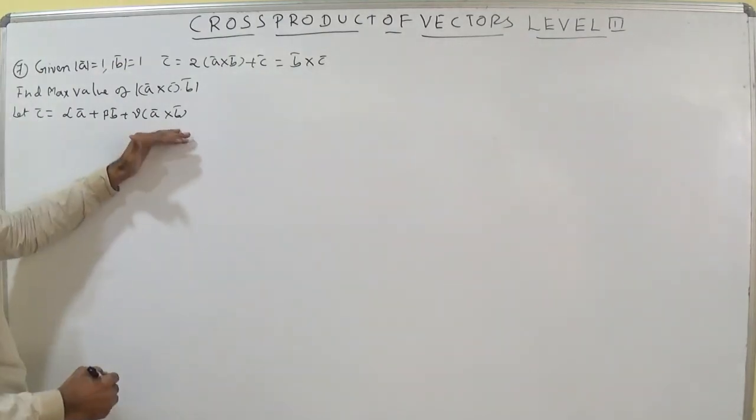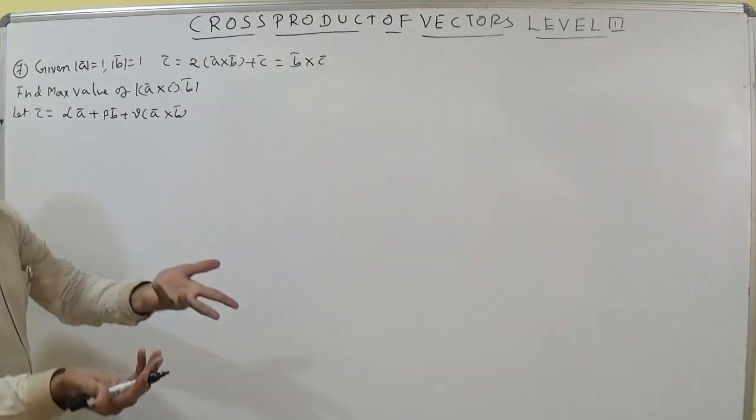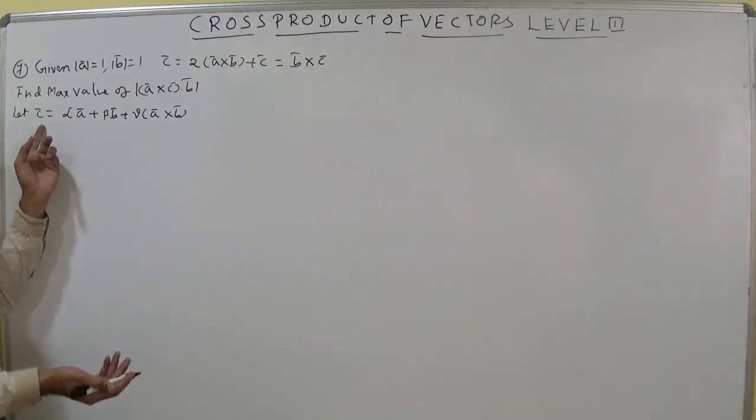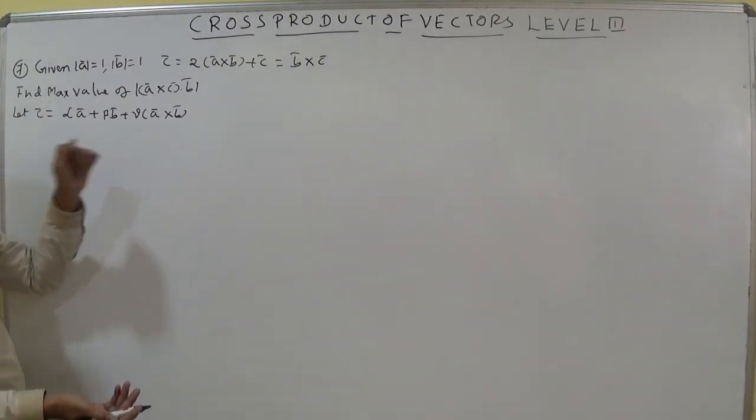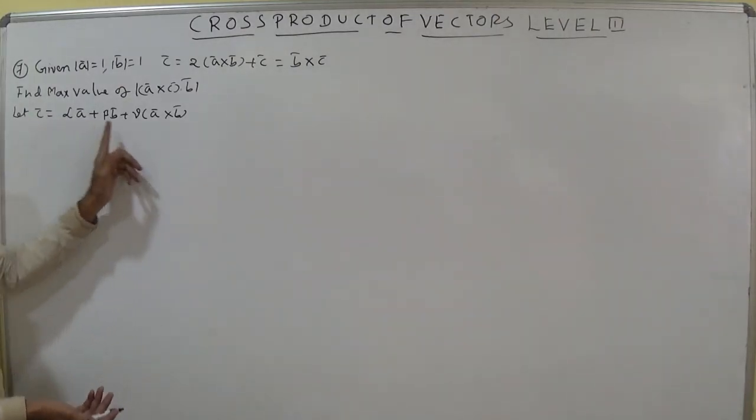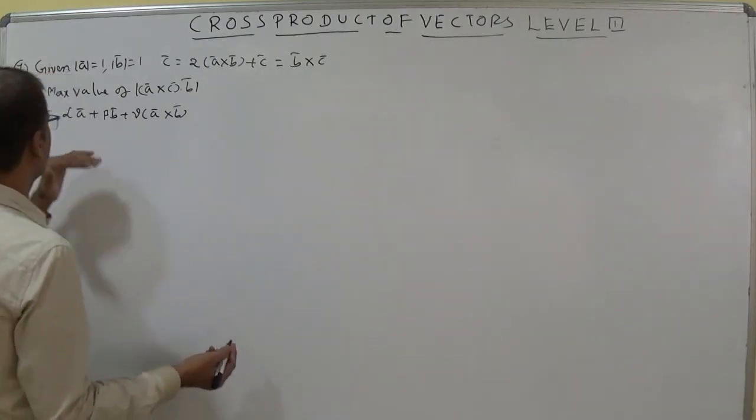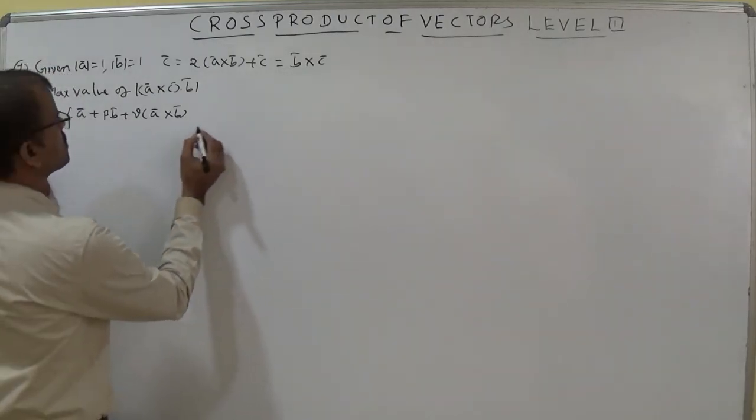Now, what is A cross B? Simply it is another vector C. But already we are discussing C, that is why we should not take the letter C. That is why gamma into A cross B, we thought like this. C bar is equal to.